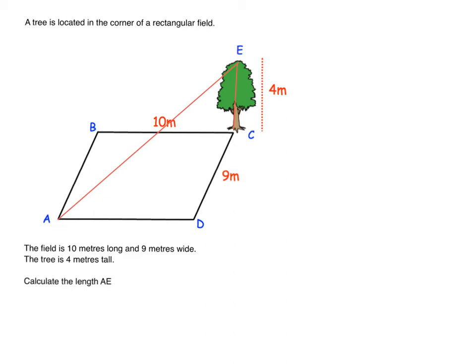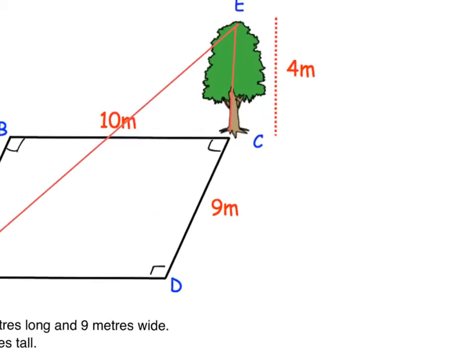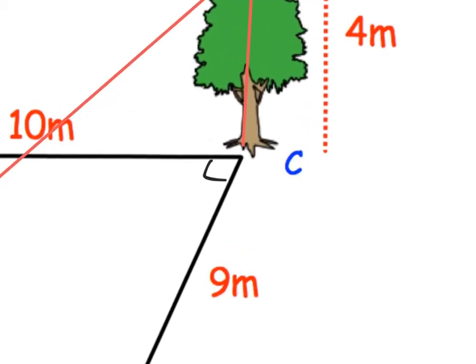There are a few right angles I can fill in here as well. This is a rectangular field, so it's been sort of drawn at an angle here. So these are all right angles. There is one more right angle, and it is formed here. The tree is growing straight up and down the way.